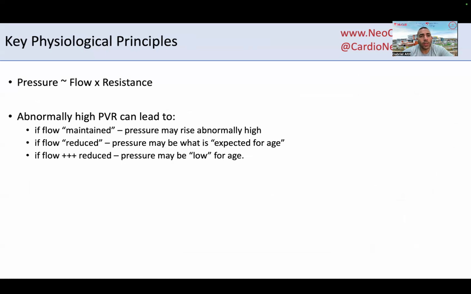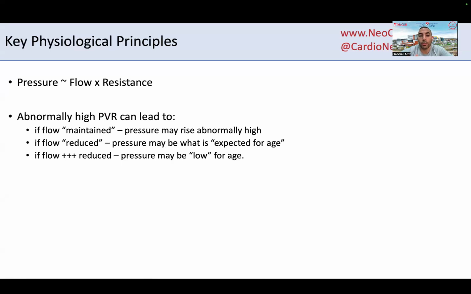And so I would like to go back to some key physiological principles. First, we all know that pressure is a function of flow and resistance within a system. And so when you do have these abnormally high PVR, this can lead to either a flow that's maintained. If you're able to have flow maintained, then typically it would lead to an increase in pressure.